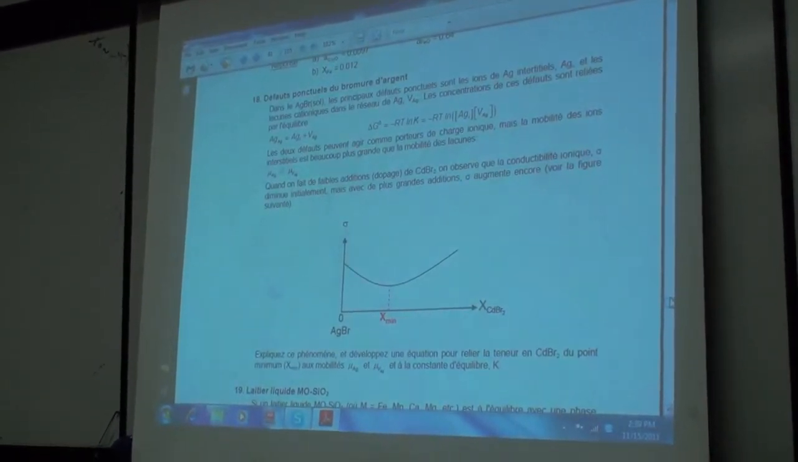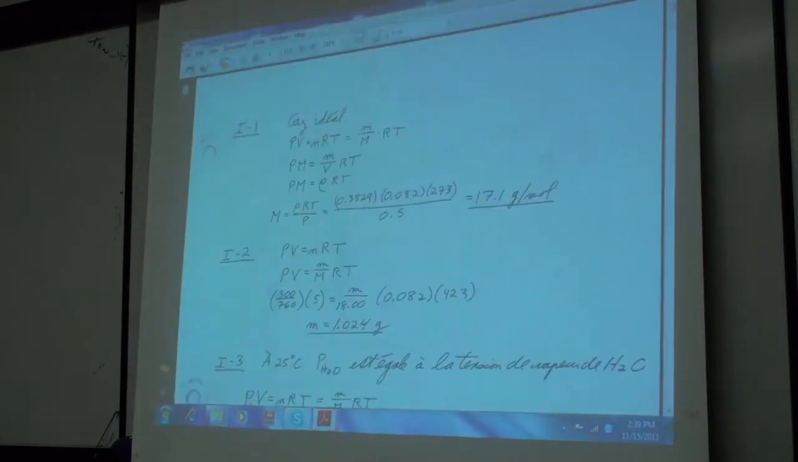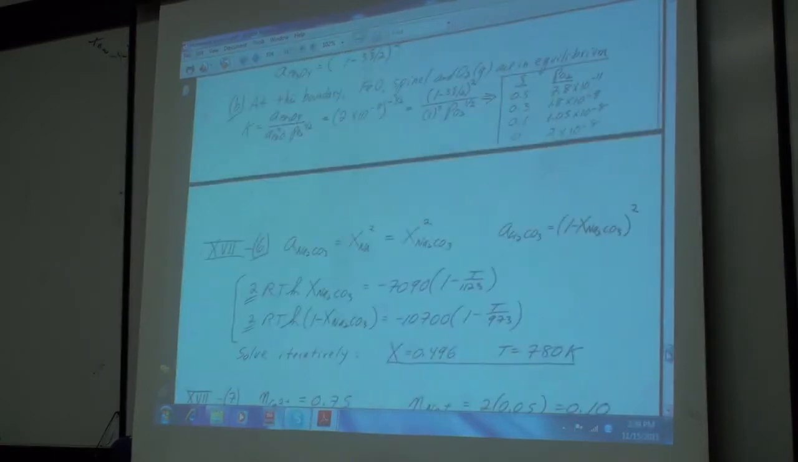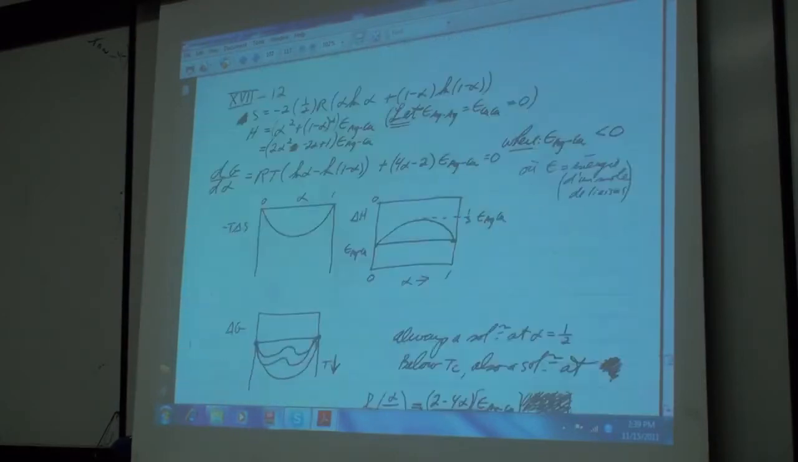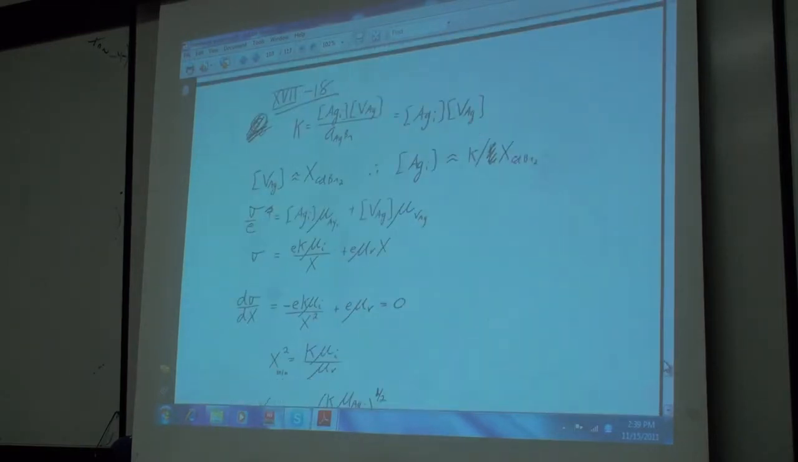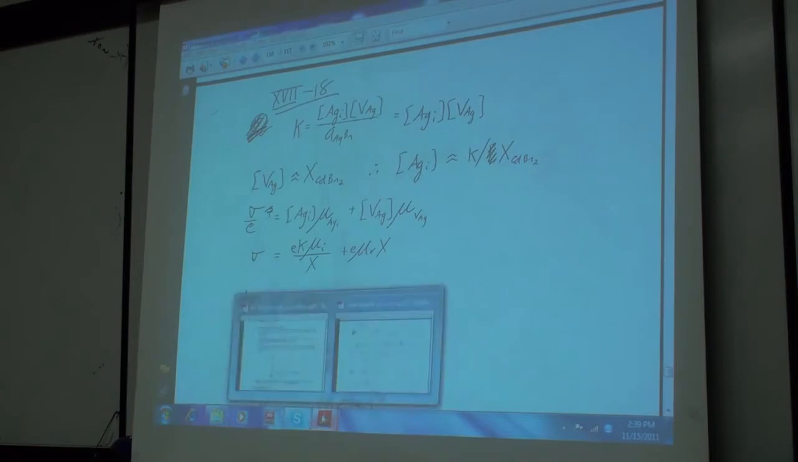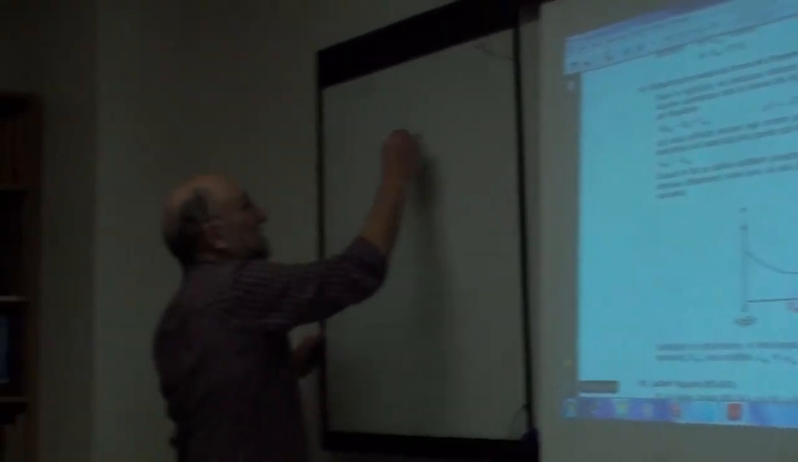Point defects in silver bromide. In solid silver bromide, the principal defects are silver interstitials. A silver interstitial is AgI.